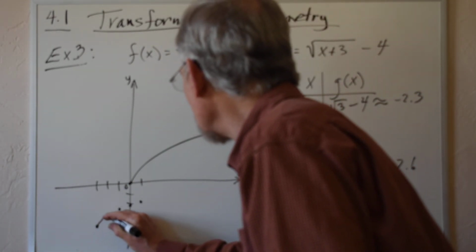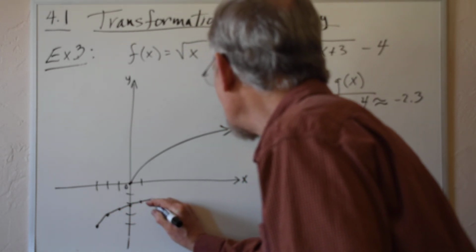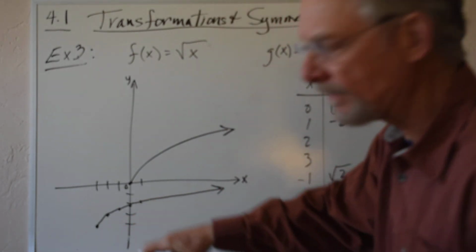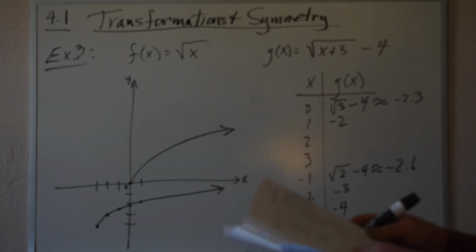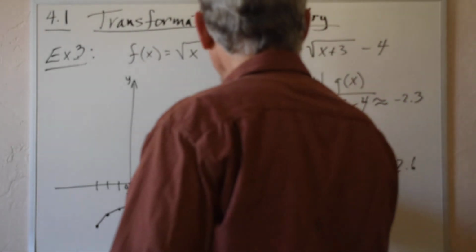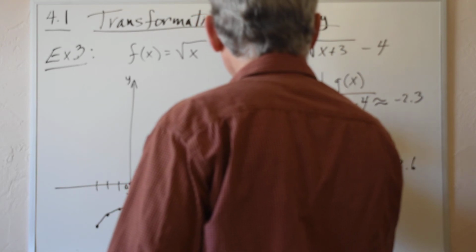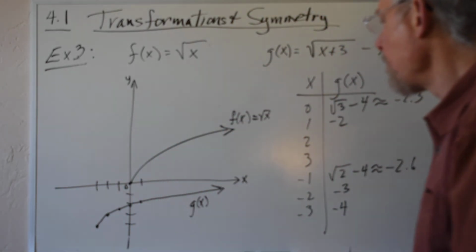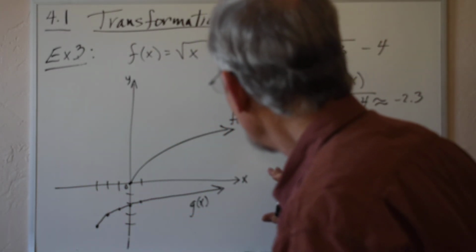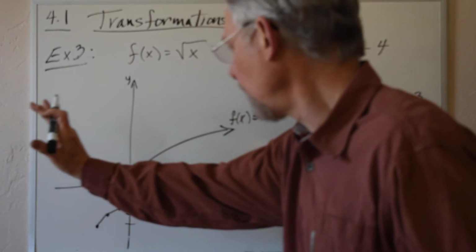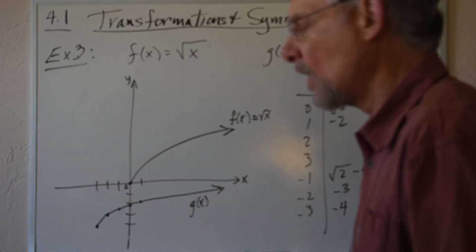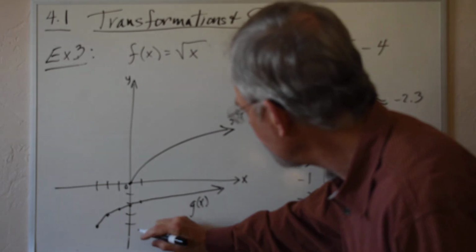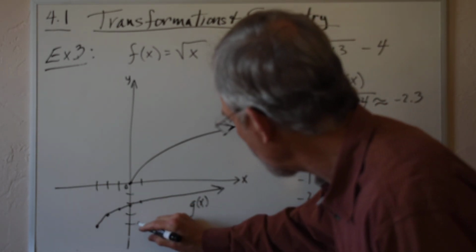So we have a curve that goes like this, and what we're seeing is it's got the same curve as this one, sort of. I didn't draw a great picture of it. So this is f of x equals square root of x. This is g of x down here. So it's like we took this curve, the original f of x, and shifted it to the left 3 places. And then it also got shifted down 1, 2, 3, 4.